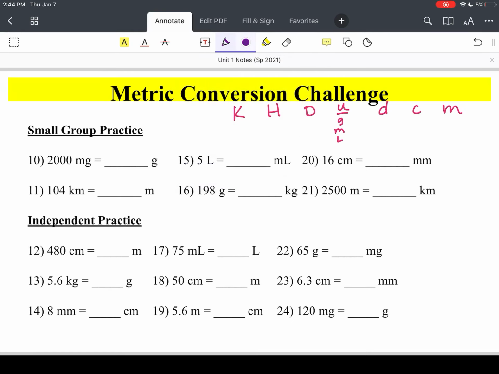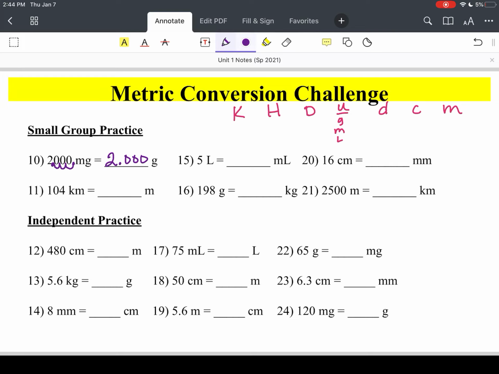Okay. So same thing, 2,000, where's my decimal? Right here. I'm going from milli to grams. 1, 2, 3. That's 3 steps. 1, 2, 3. There's my new decimal. So my new answer is just 2.000.